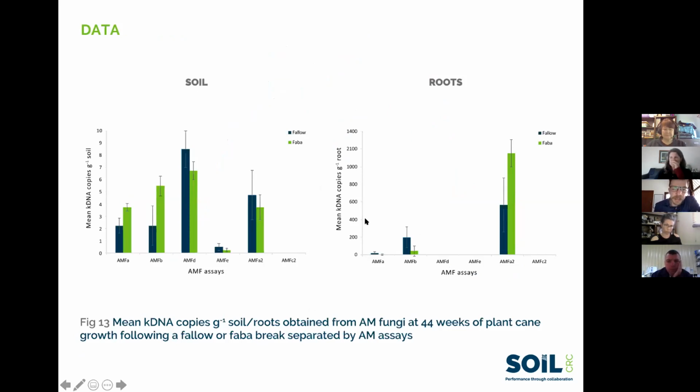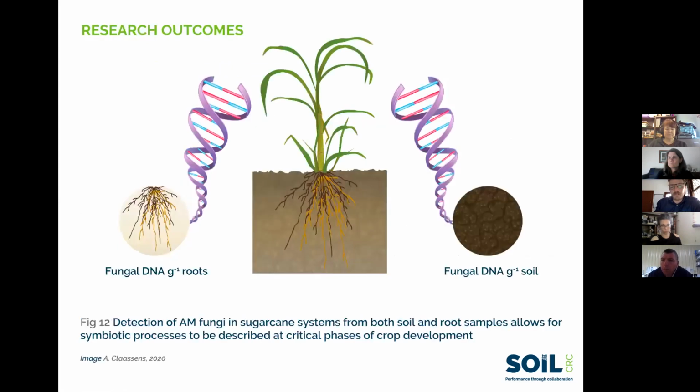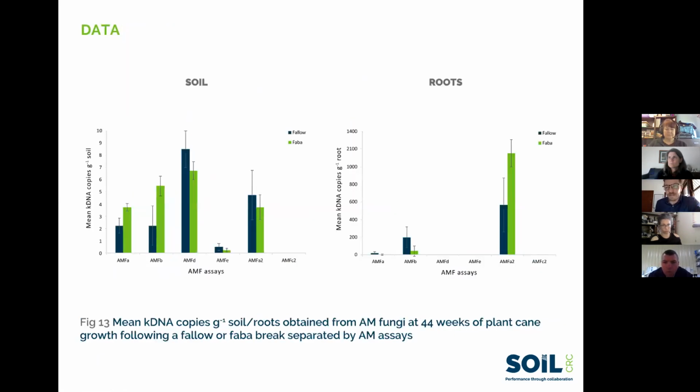This is taken from CRC. This is the kind of data that Predictor B will kick out, just put in a simple graph form. Along the x-axis here, you have the assays. There's 6 of them: AMF A, B, D, E, A2, and C2. As demonstrated, each of those contains those fungi, and these are the amounts that the test can detect. What's important to notice here is that from soil on the left, AMFD is the dominant group in the soil.